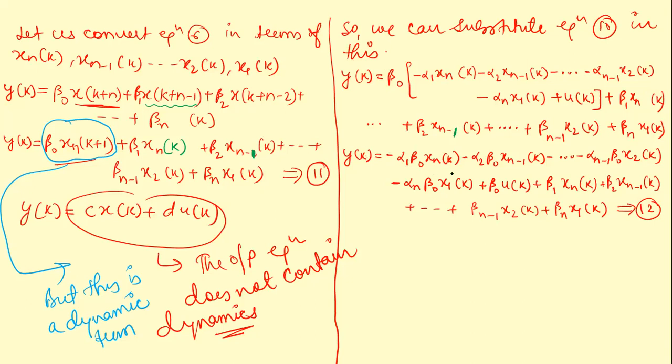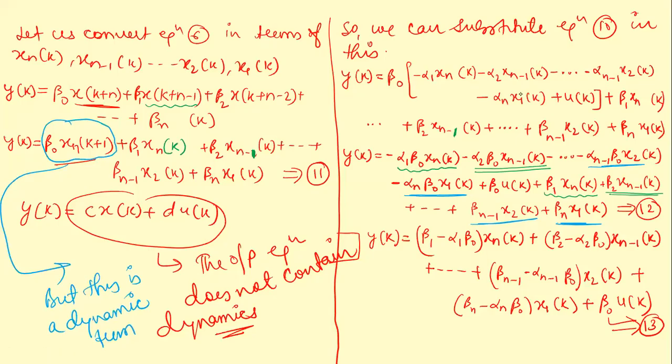Now if we see this equation, we can combine the common terms here. Common terms are like here we have this term for xn k, then for xn minus 1 we have this term, and similarly for x2 we have this term, and for x1 we have this term. So we'll combine these terms and simplify this equation further. On simplifying, by combining all the common terms, for xn k we have beta 1 minus alpha 1 beta naught. Similarly for the xn minus 1 k term, beta 2 minus alpha 2 beta naught, and then we have all these terms here, right?